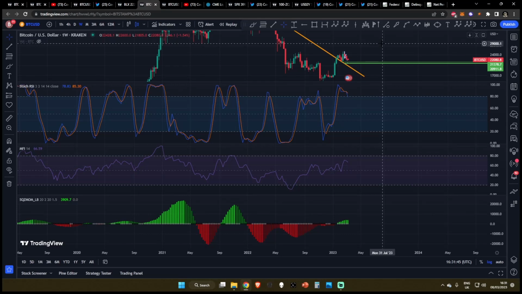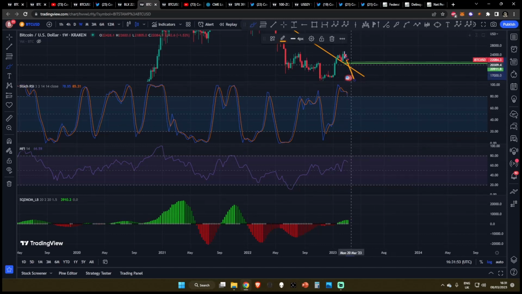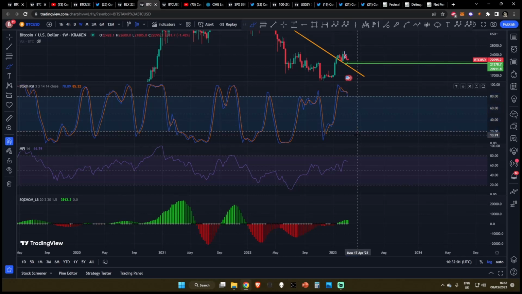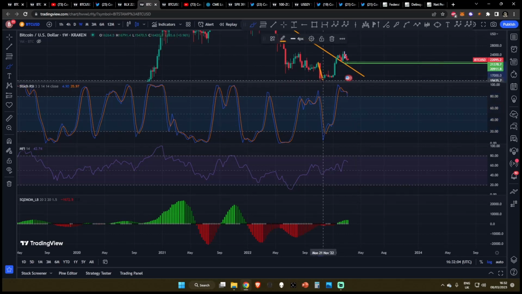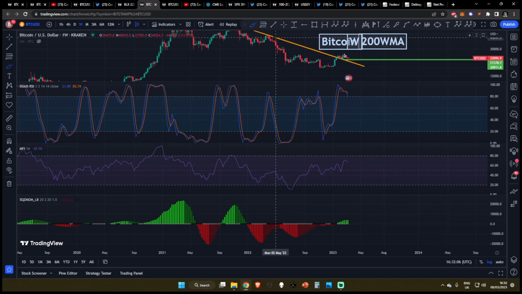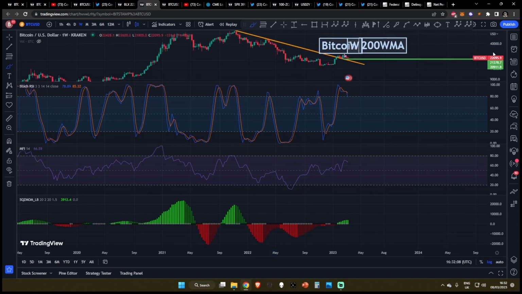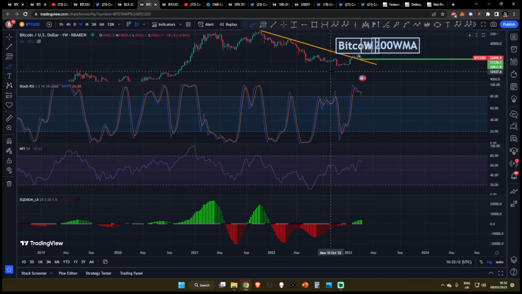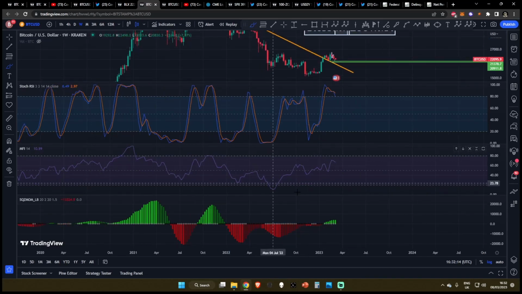But as we have just got rejected from the 200-week moving average, the oscillators are telling us that we're far more likely to lose this macro trend line than to backtest it and start zooming up to the upside, because on the weekly you can see the stochastic RSI has just crossed bearish and is starting to head down. The last time this happened, we broke down into new lows. The time before this that it happened, we broke down into new lows. The time before that this happened, we broke down into new lows. Of course, talking about the bear market lows.